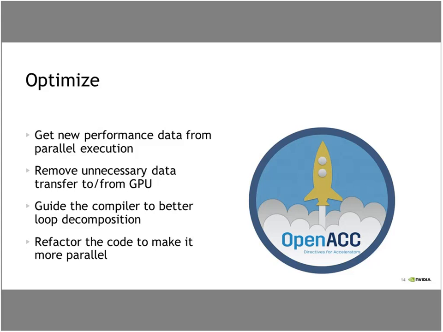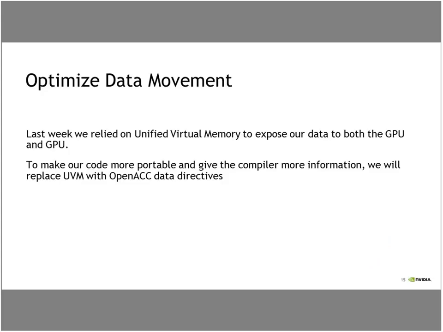And lastly, I do want to give you a few common refactoring techniques where code was written in one particular way, and it turns out that by changing the code very slightly, you can make a big difference in how parallel your code is. So step one here, we're going to talk about optimizing data movement.